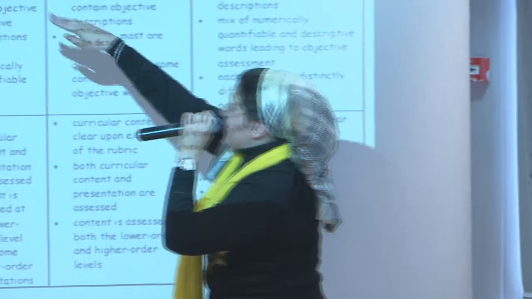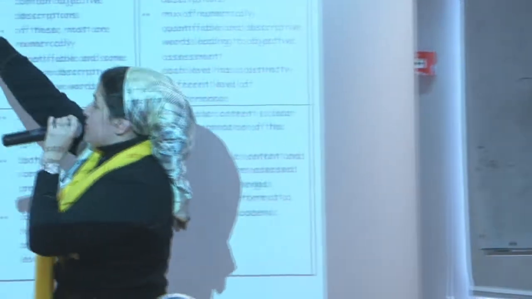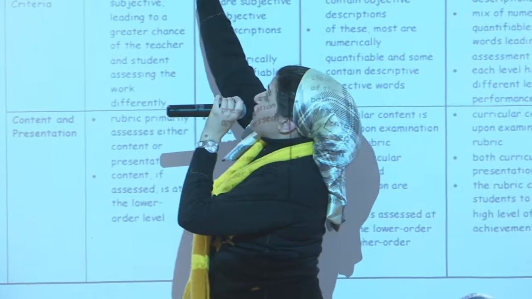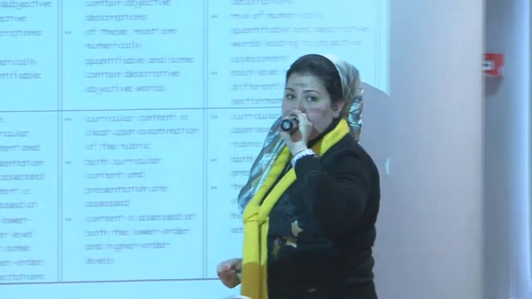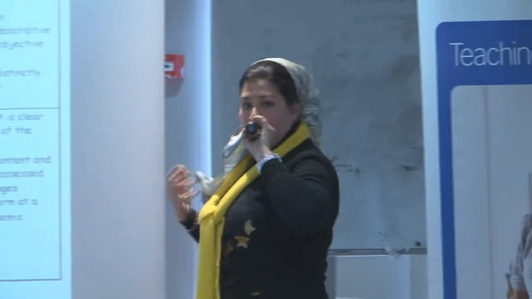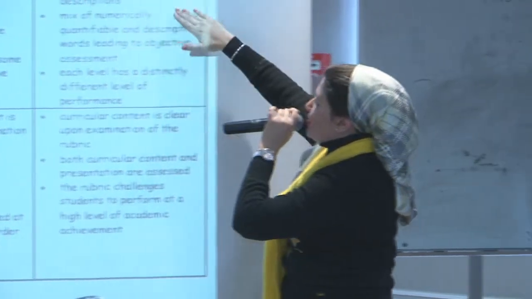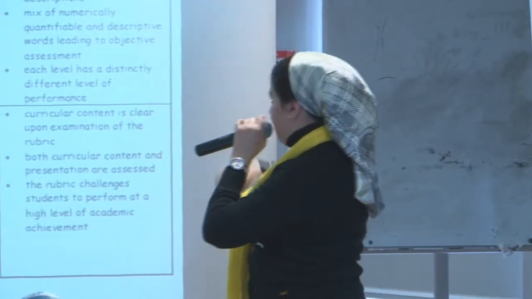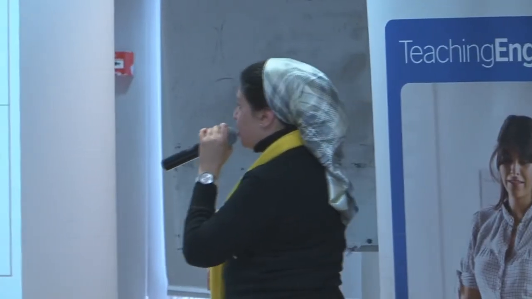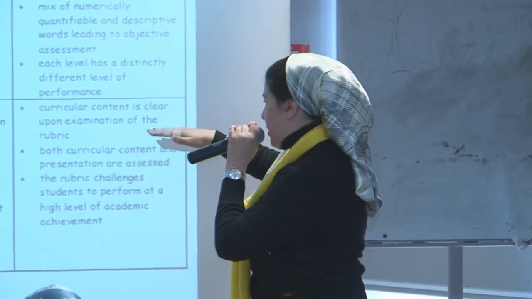And here it's the rubric itself. So rubric areas, rows, how many? 3 to 7. See the novice, which is the lowest mark. Fewer than 3 or more than 7 will be complicated for the teacher to follow up for each paper. So make it simple. Okay, last criteria: all areas contain objective descriptions, a mix of numerically quantifiable and descriptive words. Curricular content, this is content and presentation upon exam.